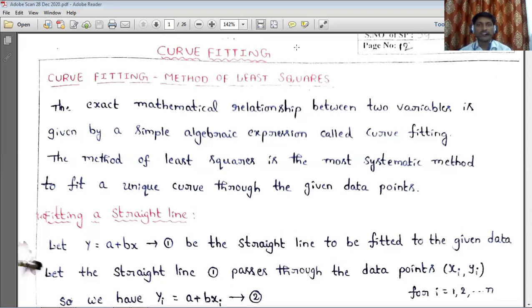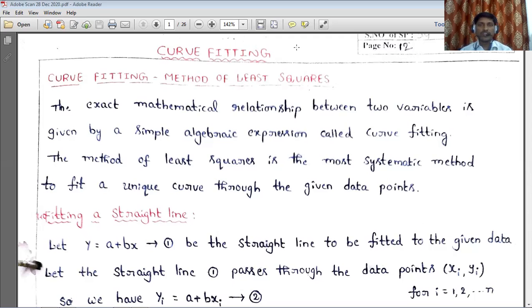So first is curve fitting. We learn the fitting of particular curves: a straight line, second degree parabola, exponential curve, and power curve. These are the four different types of curves you will learn. Simply we can say linear curve and non-linear curve. The linear curve is only the straight line, and the non-linear curve we get as a parabola or second degree polynomial, then the exponential curve and the power curve. In the exponential curve we also get two different curves. Those are the different curves we'll learn in curve fitting.